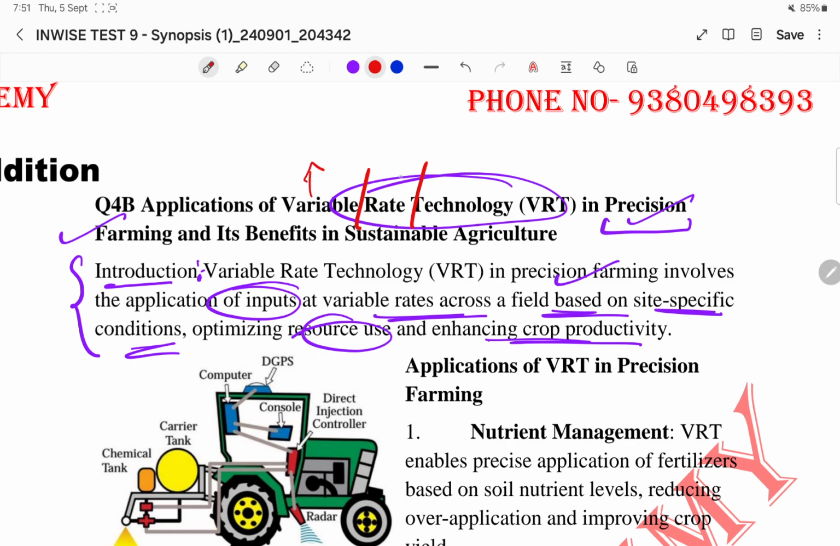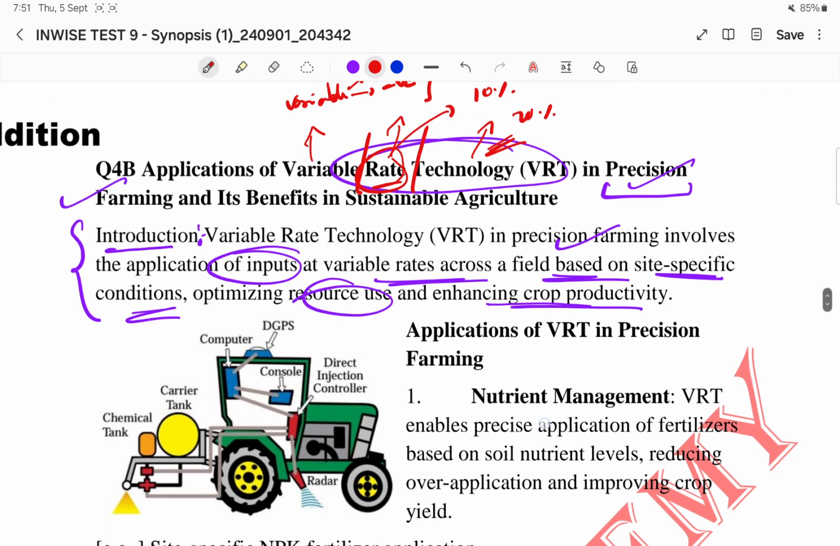VRT, variable rate technology. Using the technology, you are applying at variable rates, because some regions require more amount, and some regions require less amount. So based on the requirement you are going to apply that. Rate means the same thing: you are applying at 10% or 20%, 30%. So that is the meaning: based on the requirement of the land or the crop, you are applying the fertilizer. That is the meaning of it. Okay, fine.